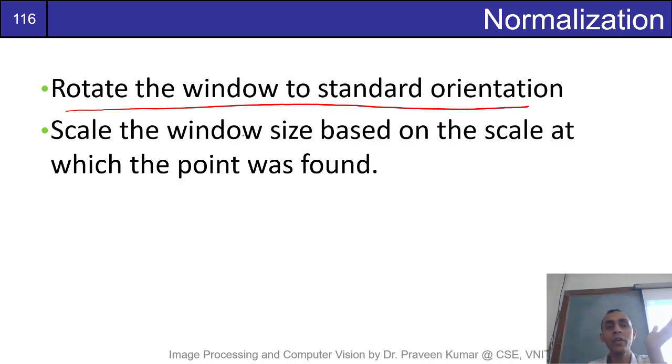So we'll rotate the window to the standard orientation and we'll scale the window size based on the scale at which the point was found. So let us say it was found at some scale. We will fix the window size for every feature point. If the scale was lesser than that, we will resize it accordingly. If the scale was higher than that, we'll downsize it, otherwise we'll upscale it. So the scale we will keep fixed, as well as the orientation. We'll keep a standard orientation, and every other key point we'll try to normalize to that fixed standard orientation as well as the scale.